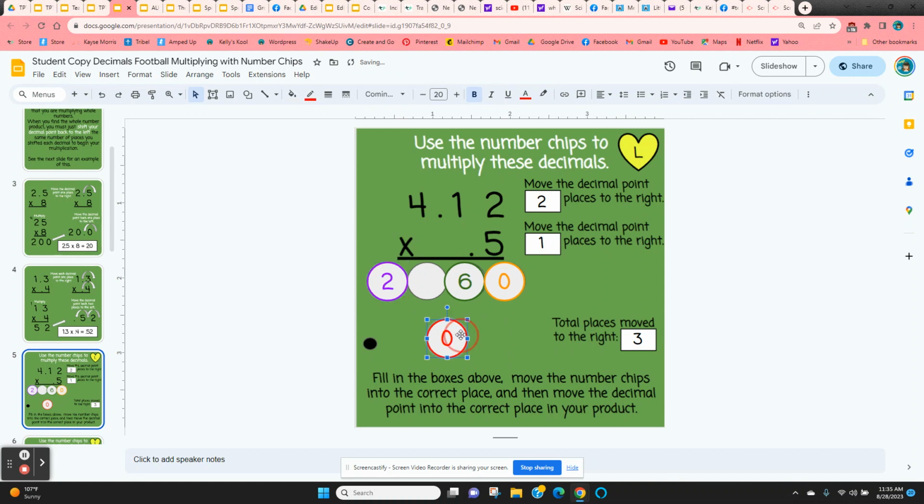Now we have to move that decimal point. It's a whole number, so the decimal point would be here on the far right. We're going to move it back 3 places to the left. 1, 2, 3, and place the decimal point here.